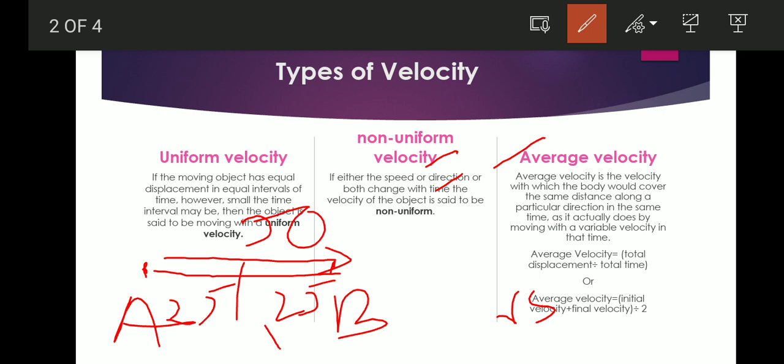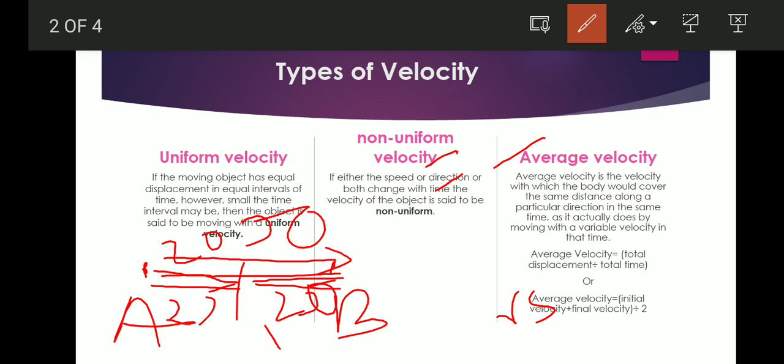Initially you traveled with a velocity of 20 kilometer per hour, and here also you should not change that velocity. If it is 20 kilometer per hour initially, then the other half also you should travel with 20 kilometer per hour. That would be your uniform velocity. You should not change the velocity in this case.